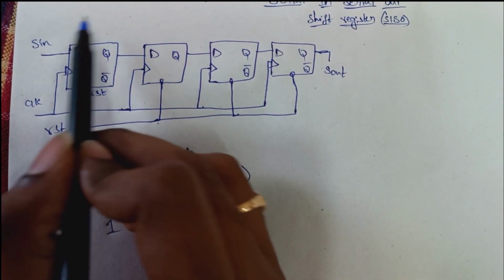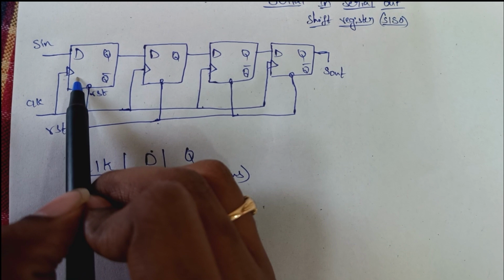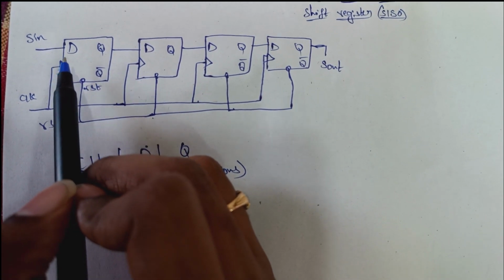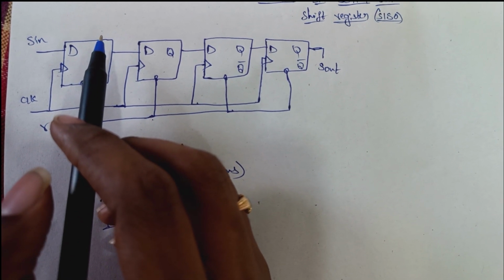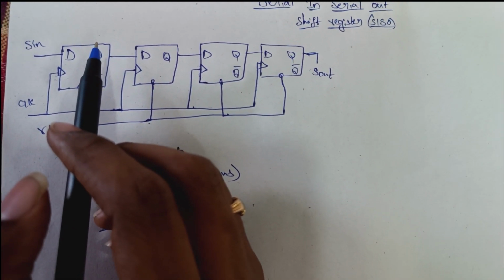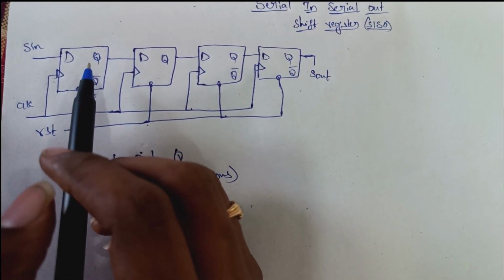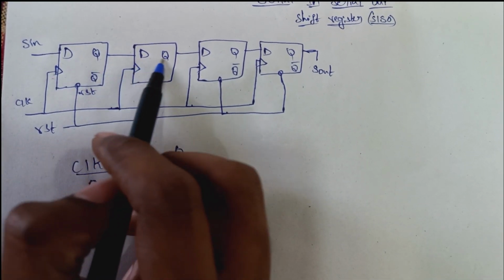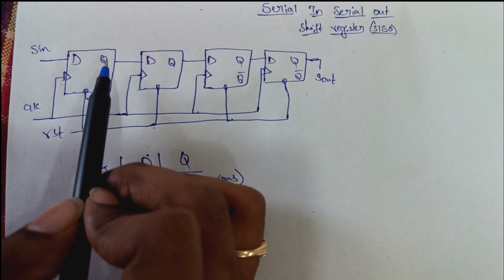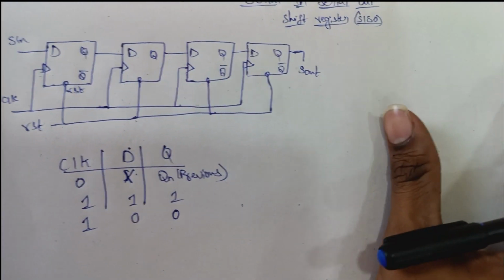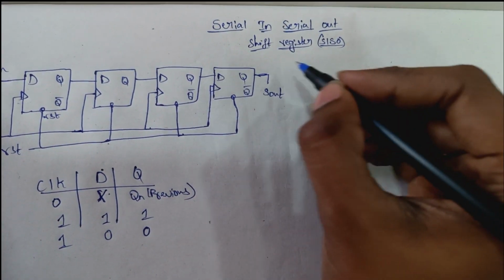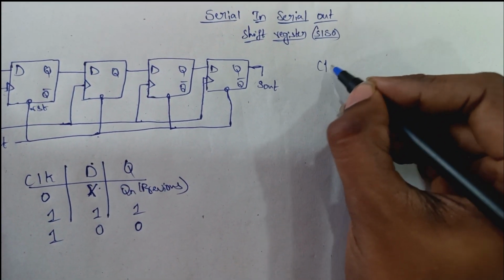Here I am considering the positive edge triggered D flip-flop. That means only when the positive edge is received will the D flip-flop respond, otherwise it will not respond until it gets the next positive edge. Here I will consider 4 flip-flops, so it will take 4 clock cycles to reach the output state from the input. That means here I am considering the clock.